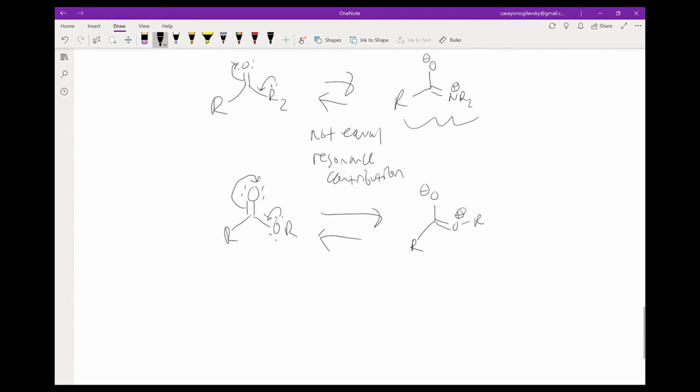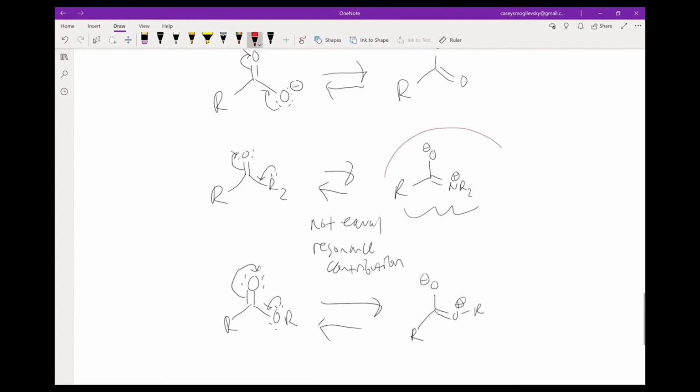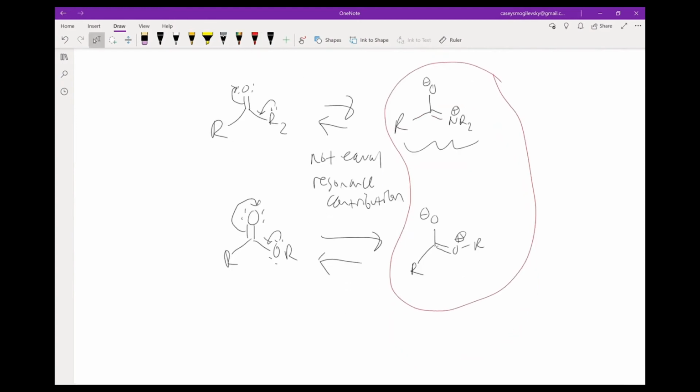Now, let me ask, comparing these two, which might be a more stable resonance structure for these sorts of molecules? It'd actually be the nitrogen containing one, because nitrogen is less electronegative than oxygen. And let's say it's less unhappy, less angry about having a positive formal charge on itself. So this resonance structure contributes more.